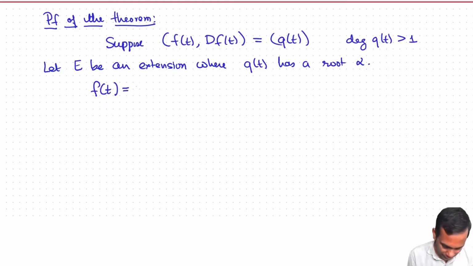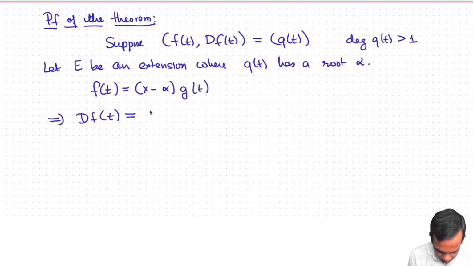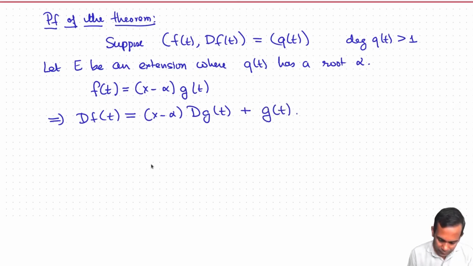So f(t) can be written as (x minus alpha) times g(t). This implies that df(t), using the product rule for derivatives, is (x minus alpha) times dg(t) plus just g(t). But df(t) also has a factor q(t) which vanishes at alpha, therefore df(alpha) is equal to 0.